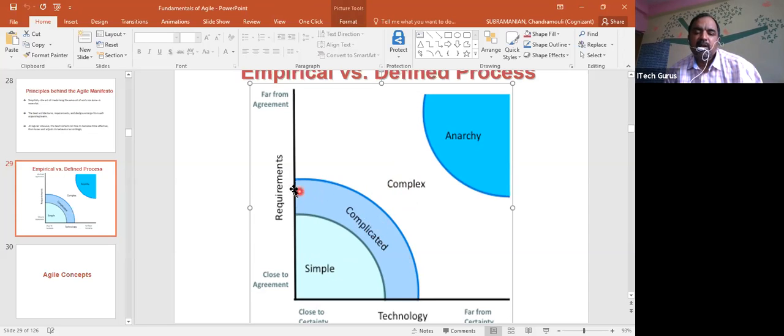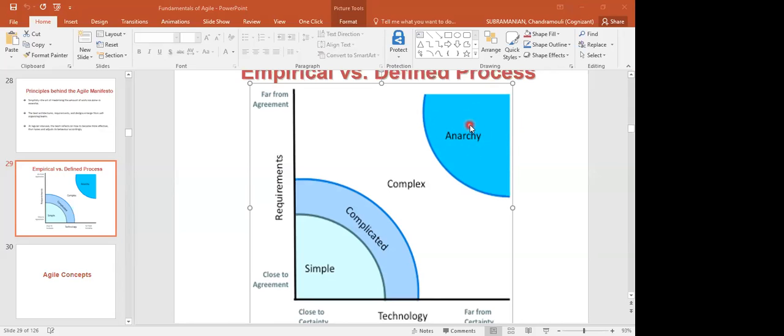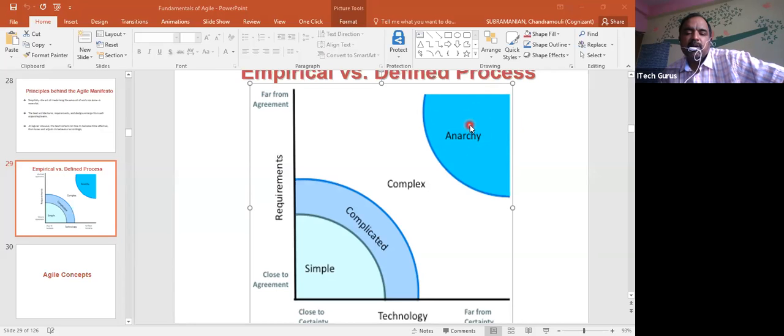Because we cannot draw a clear-cut line. Somewhat complicated projects can also be executed using the simple approach, or we can move towards the Agile layer. But you see that there is a fourth layer called the anarchy layer. What kind of methodology will work here? This is far from agreement in terms of the requirement, far from certainty in terms of the technology. So here, what type of methodology will be useful?